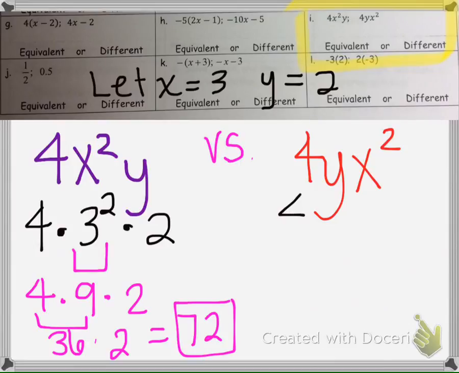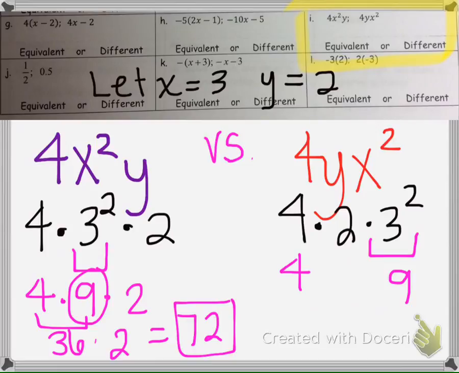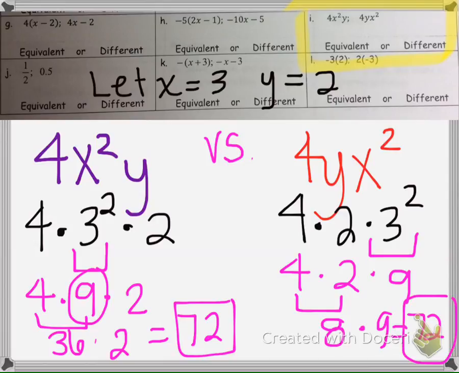Now if we do that same thing here, we'd have 4 times, and y is 2, and our x is 3. So we know with order of operations, we always do exponents first, so that would be 9, which is what we got here. And then if we do 4 times 2, that's 8, and then 8 times 9 is also 72. So we get the same value for both of them. So therefore we know that the values are indeed equivalent.